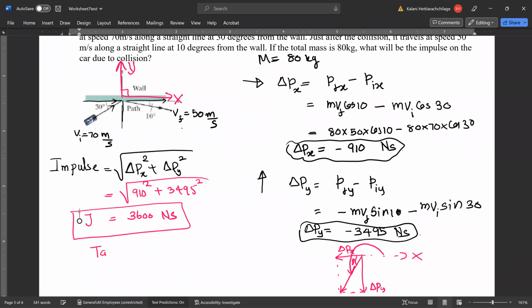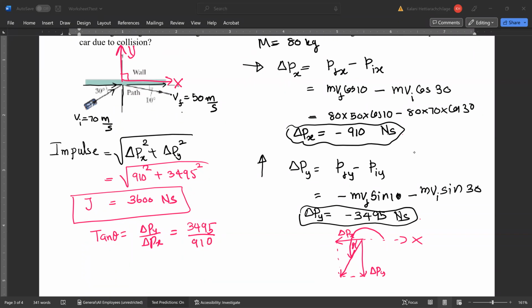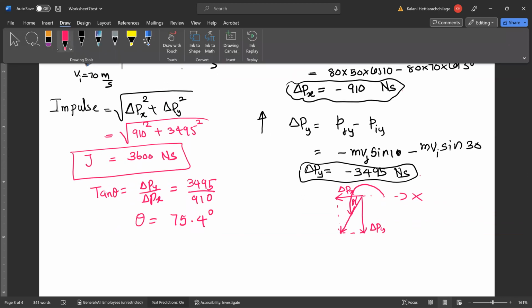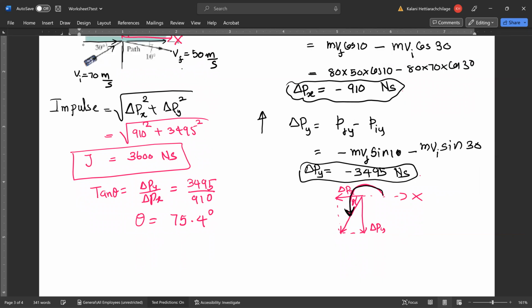So now tangent of theta will be equal to delta py over delta px. So calculate it. You have the values, 3495 divided by 910, and that will give you the theta. Theta is around 75.4 degrees. Okay, but what I need is this whole angle, right? Because we need to give it for the positive x-axis. This is the angle that I need to give.